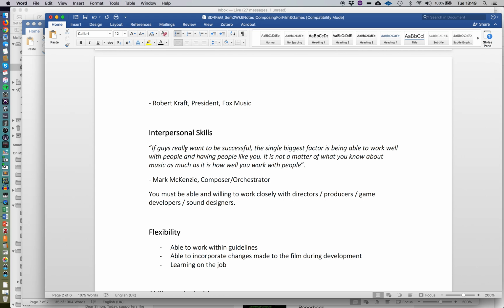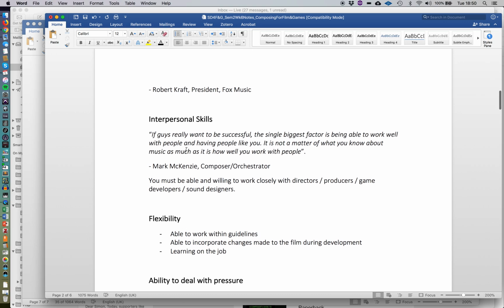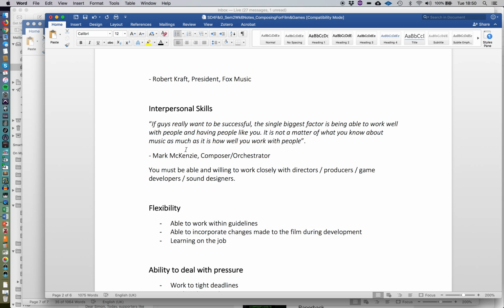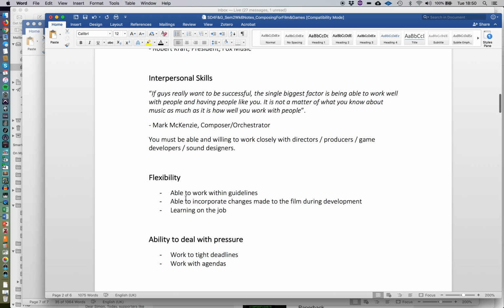If guys really want to be successful, the biggest factor is being able to work well with people and having people like you. It's not a matter of what you know about music as much as it is how well you work with people. So you've got to work very closely with directors, producers, game developers or sound designers and be able to get on with them, embrace their ideas, communicate your own ideas, be flexible, which takes us on to the next point.